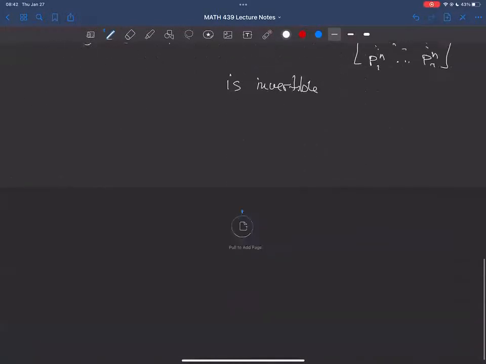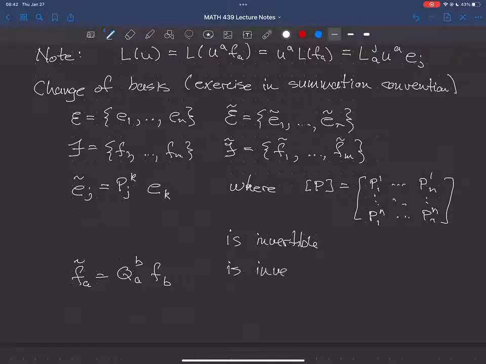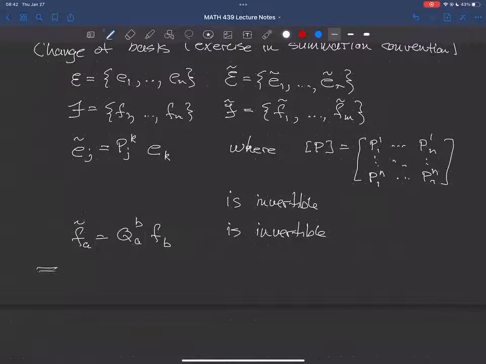And of course the same thing is true for F. I have F tilde A, and let me call the matrix for F Q, and that's going to be Q A B F B. So this is also invertible. Because these are invertible, what this means is I can invert these relationships, that one and that one.